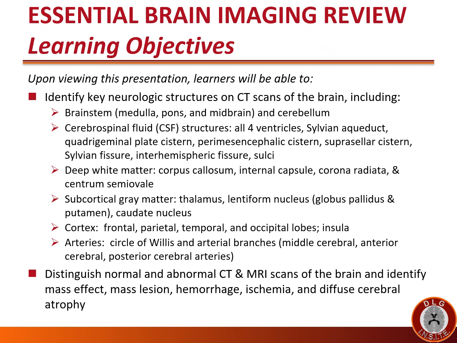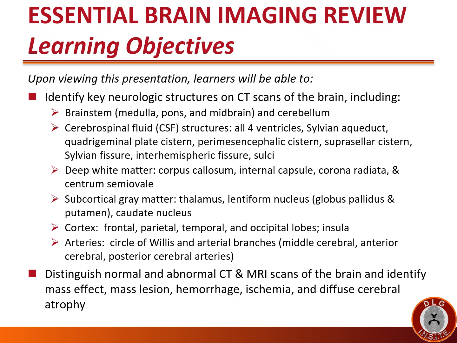After viewing Essential Brain Imaging Review, learners will be able to identify key neurologic structures on CT scans of the brain and will be able to distinguish normal and abnormal CT and MRI scans of the brain and identify mass effect, mass lesion, hemorrhage, ischemia, and diffuse cerebral atrophy on these scans.